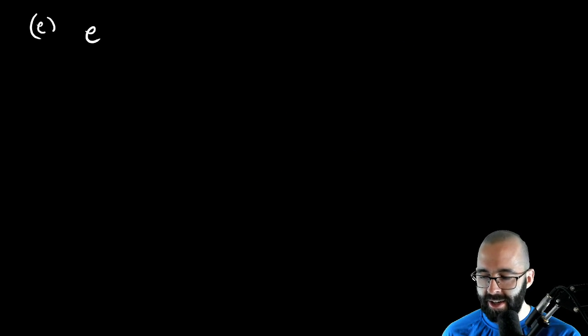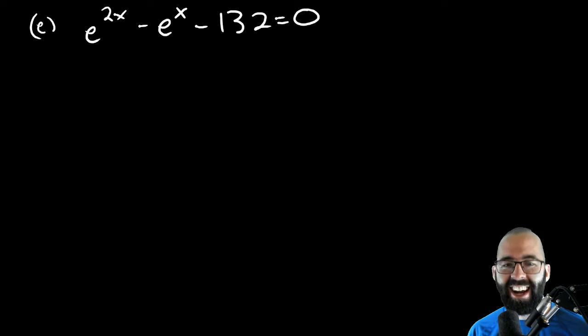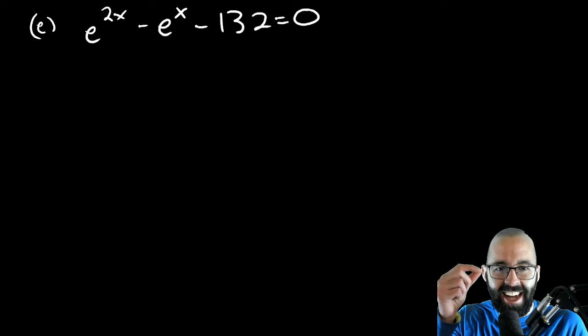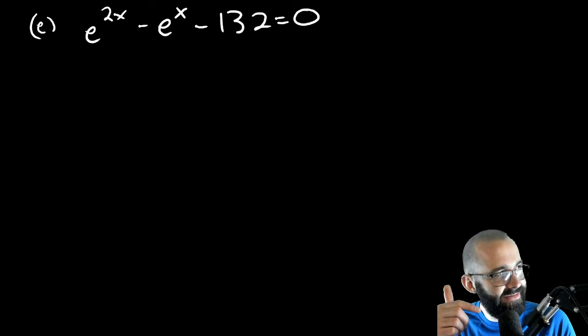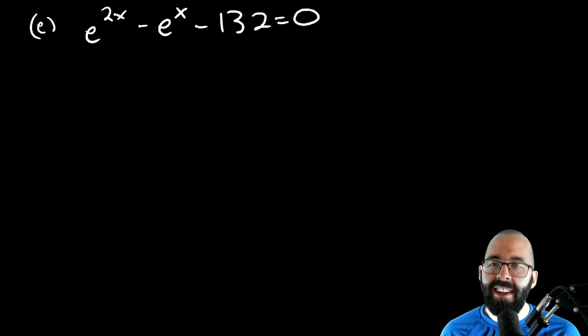All right, let's do part E. e to the 2x minus e to the x minus 132 equals 0. Part E for excellent. Y'all are gonna really like this one. Look at how much time is left in the video. This is the last. I don't know why there's so many loud cars today. This is the last problem in the video. So you know you're in for a treat.